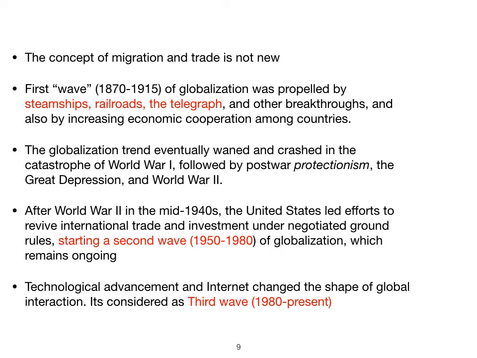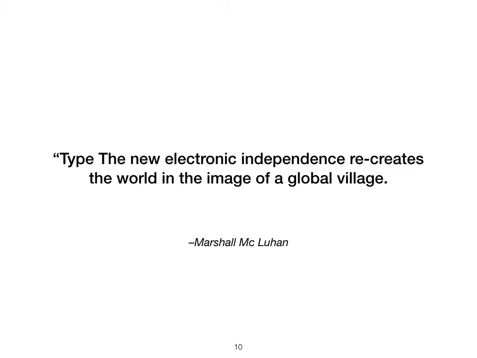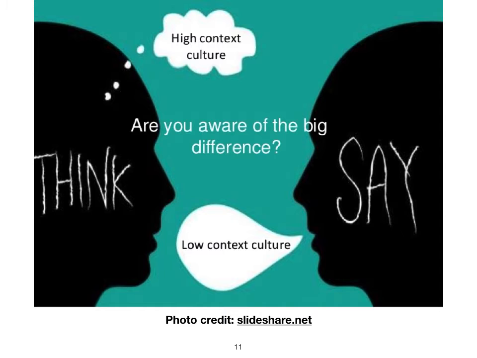Similarly, Marshall McLuhan was one of the first people to talk about the global village, back in the 1960s. I would like to share one of his quotes here: the new electronic interdependence recreates the world in the image of a global village. He coined the term global village. The world is more interconnected, and he talked about how people from different cultures, low-context and high-context, would be communicating. This is what he indicated.